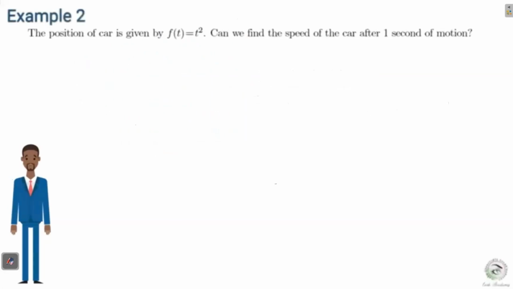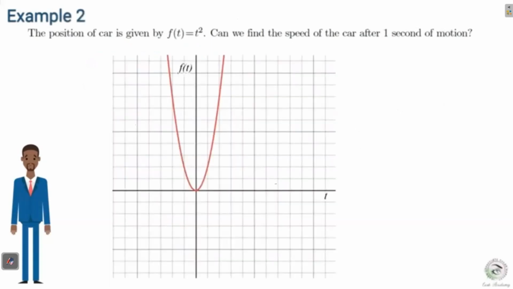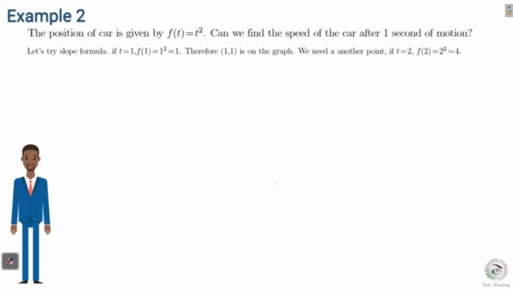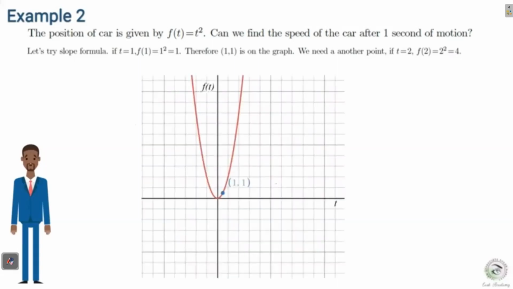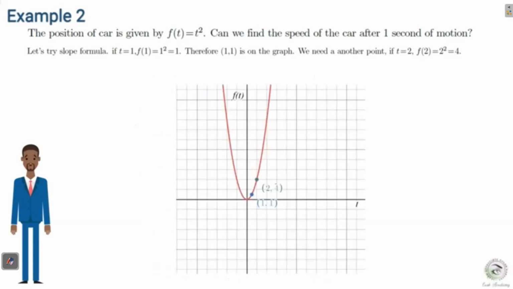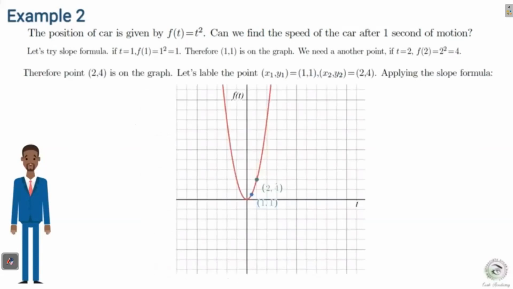Example 2. The position of a car is given by f(t) equals t squared. Can we find the speed of the car after 1 second of motion? Let's try the slope formula. If t is equal to 1, then f(1) is equal to 1. Therefore the point (1, 1) is on the graph. We need another point. If t is equal to 2, then f(2) is equal to 4. Therefore the point (2, 4) is on the graph.